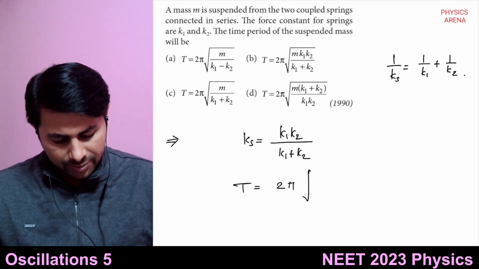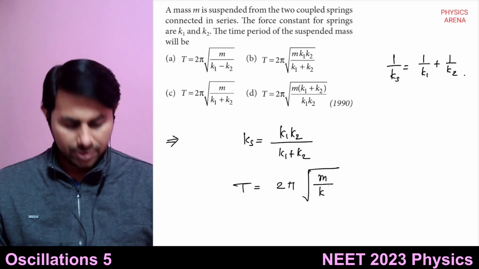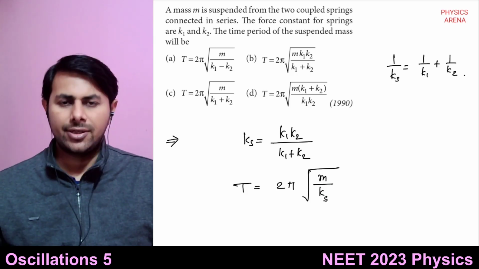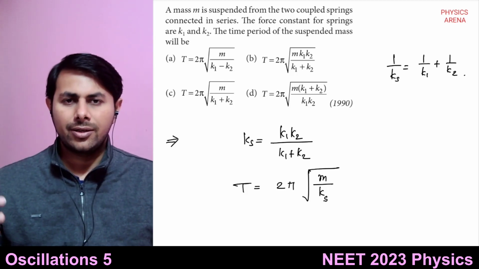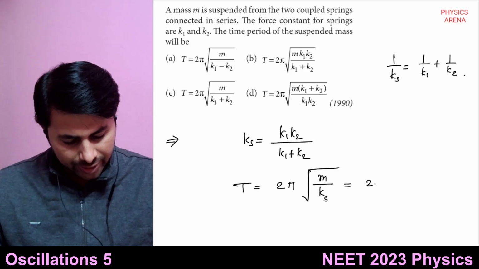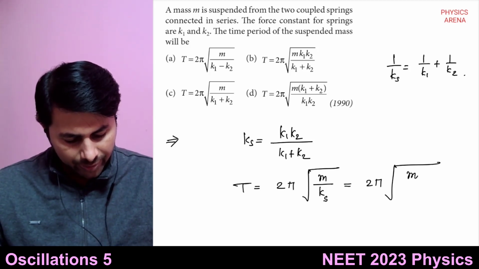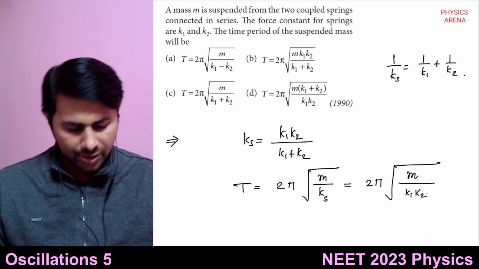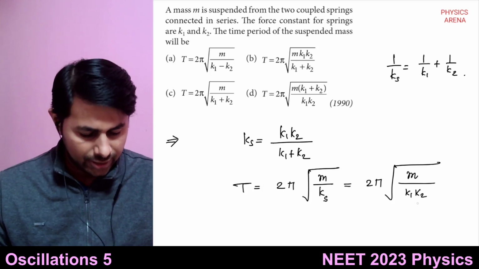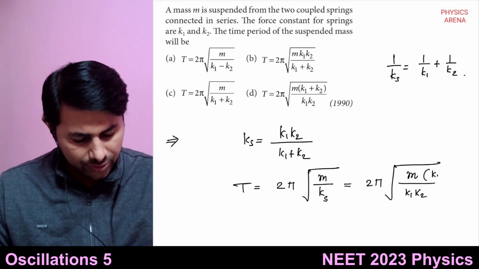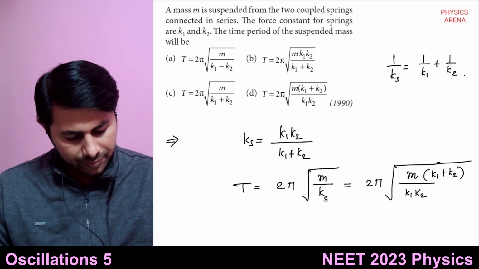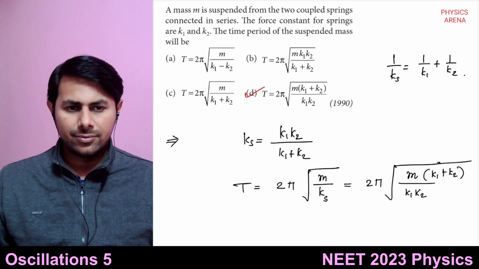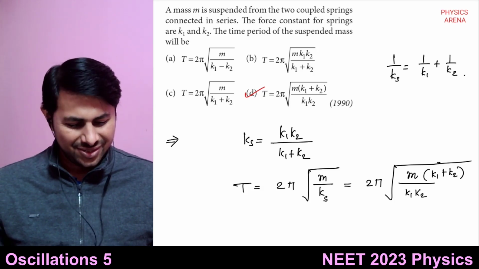2 pi square root of m by k, which in this case will be Ks, the effective spring constant of the series combination. So 2 pi square root of m upon Ks, where Ks is K1 K2 divided by K1 plus K2. K1 plus K2 is in the denominator of the denominator, so it goes in the numerator. So it is option D. Right, very good. It's option D.